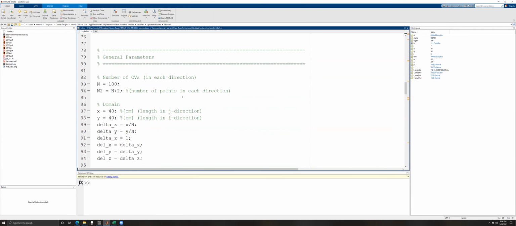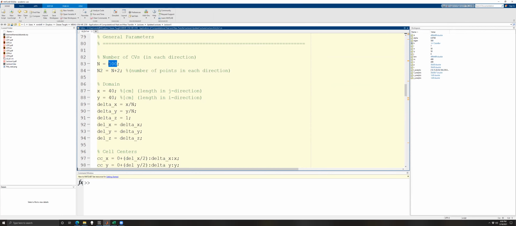In this particular problem, n, the number of control volumes, was set to 100, and we need n plus 2. Basically, let's call them nodal points. So we're going to have our n control volumes and 2 on each end for boundary temperatures. So we'll define our x domain, 40 centimeters in each direction, and delta x and delta y. That would be the triangle delta. It would just be x per n. So that's going to give us the width of our cell and the height of our cell.